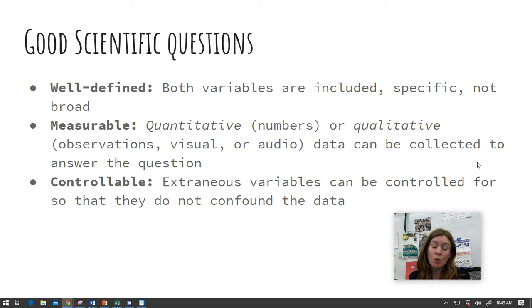Controllable, so again, this goes back to your well-defined. Extraneous variables need to be controlled or else you won't know what's causing what to happen. So you need to keep some things constant in the experiment and really know that the variables you're isolating are causing the effect.